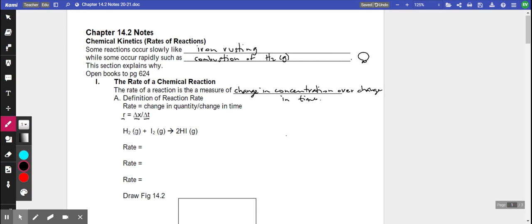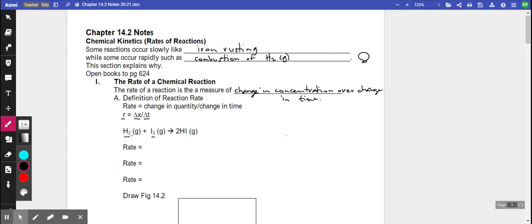So for our example reaction, we have hydrogen gas reacting with iodine gas to make hydrogen iodide. And the rate of the reaction, how quickly this is occurring, can be described based on either reactant or the product. So it's the change in concentration of, pick one of these things, over the change in time.